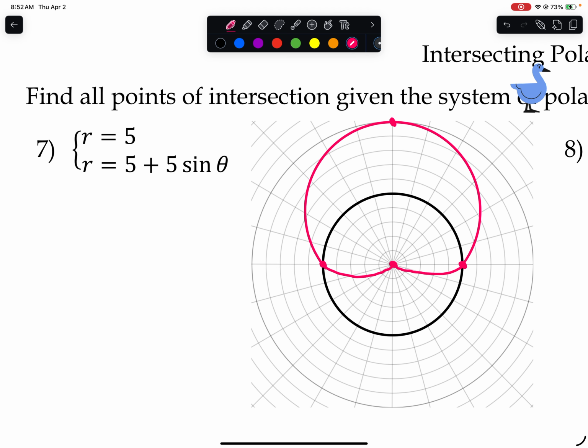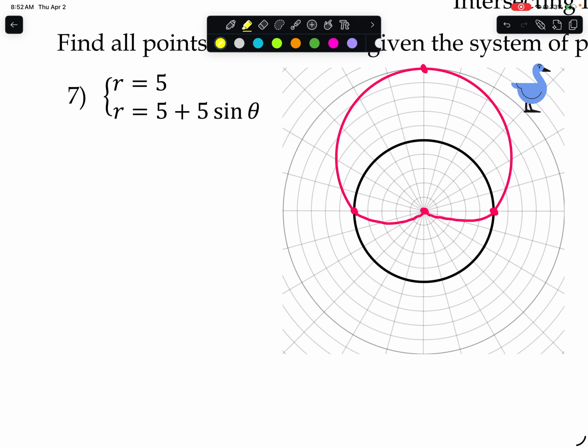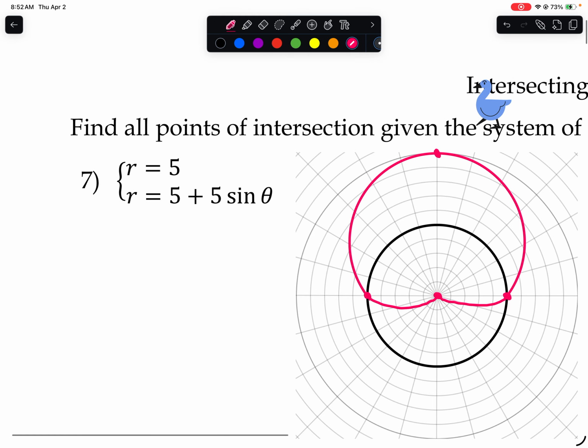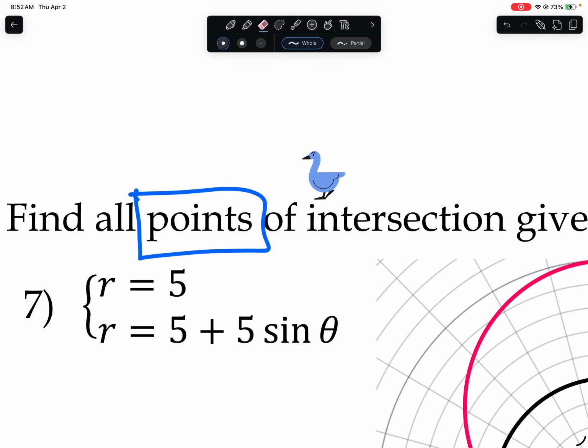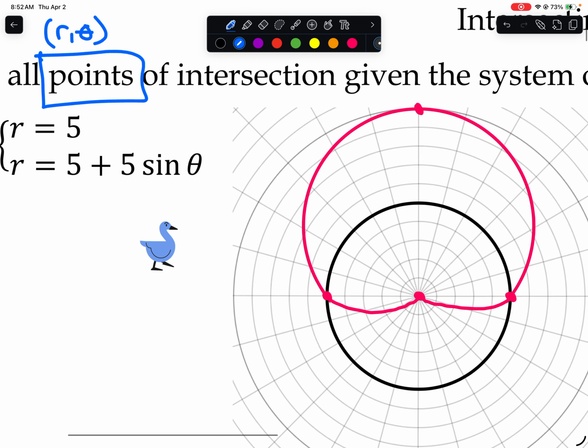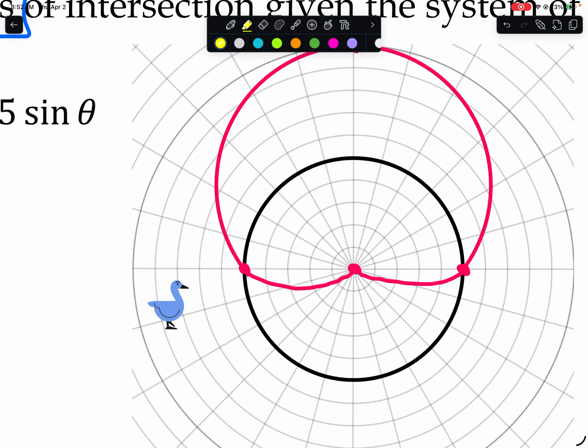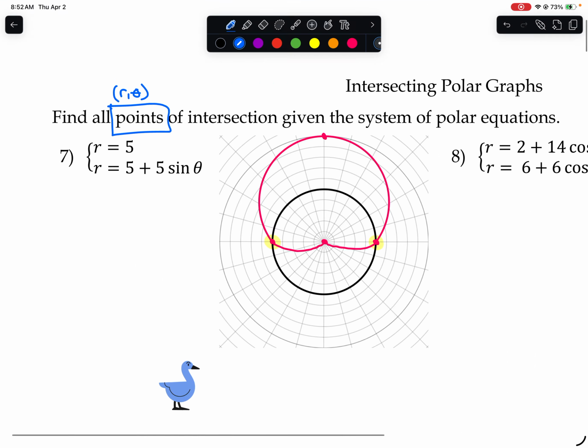So when you're looking at your intersecting polar graphs, you're going to look to see what those coordinates are, because you're going to answer these by giving me coordinates. In the directions up here, we say find all points. So your points are going to be in the form of r comma theta. Over here, if you look at your graph, you're going to have just 2 points of intersection. So algebraically, you want to justify what those points are going to be.